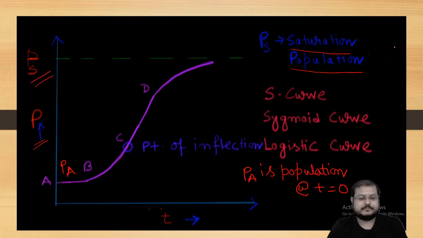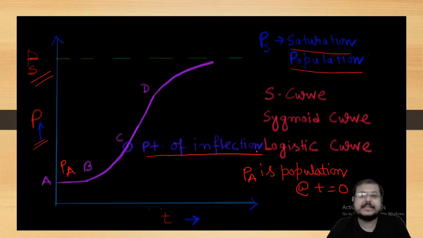So if you see the graph, the shape of the graph is like the letter S of the English alphabet. That's why this graph or plot is called an S curve, also called a sigmoid curve or logistic curve. And by virtue of that, the point C is generally called the point of inflection.